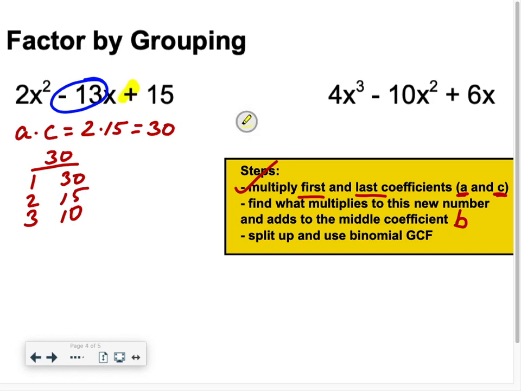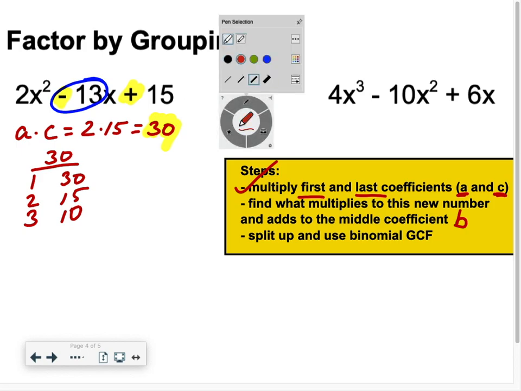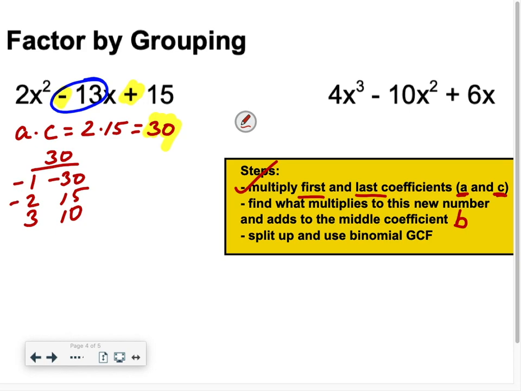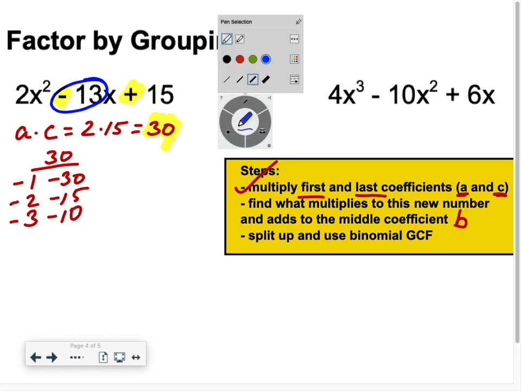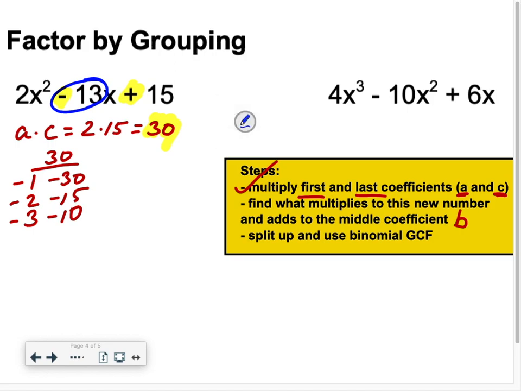Since this 30 is positive and the 13 is negative, I know that all of these numbers have to be negative. Because the two negatives would multiply together to be a positive, they'd add together to be a negative. So let's see which ones add up to be that negative 13. This one adds up to be negative 31. This adds up to be negative 17. This one adds up to what I need it to be.